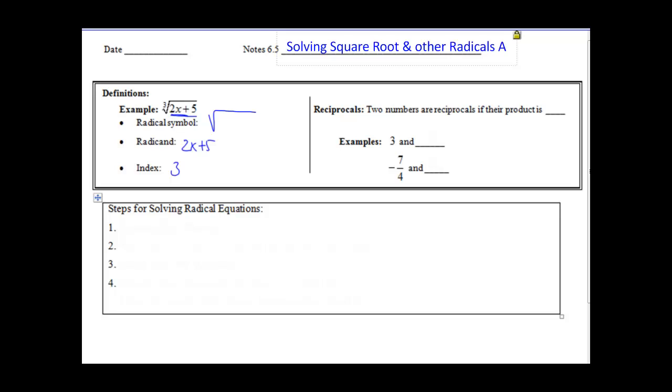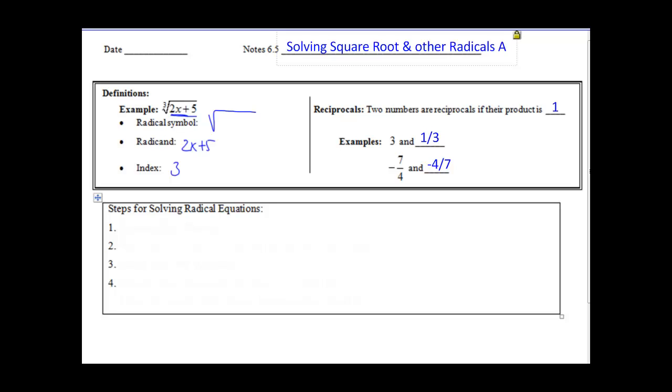Reciprocals. Reciprocals are two numbers that have a product of 1. In other words, when you multiply them, you get 1. So what's the reciprocal of 3? You're right. Congratulations, it's 1/3. What's the reciprocal of -7/4? Yes, you're right. It's -4/7. So we're just flipping them.